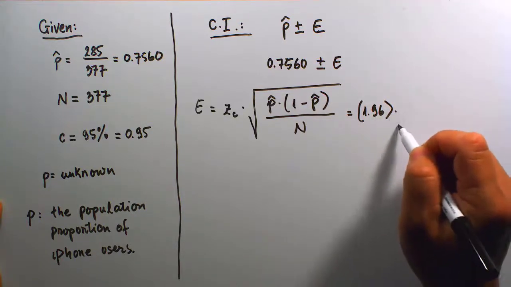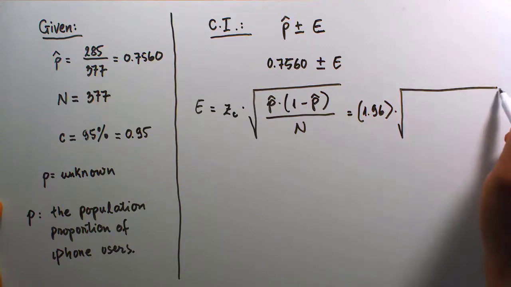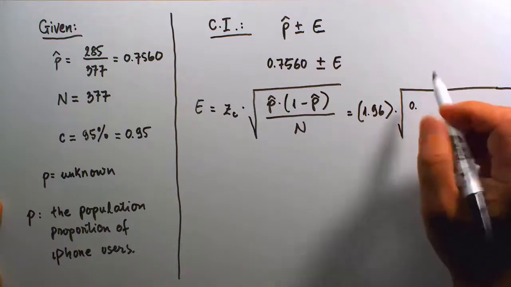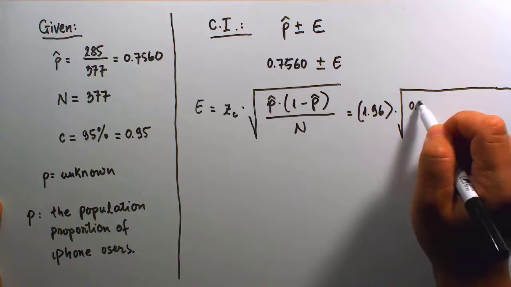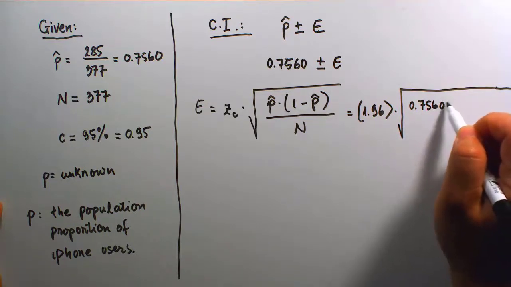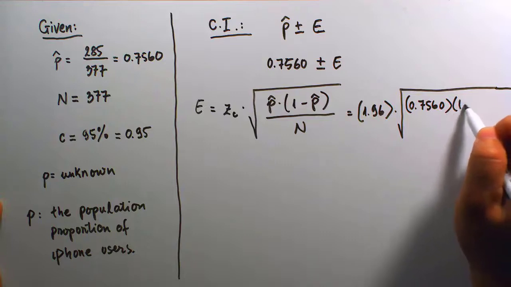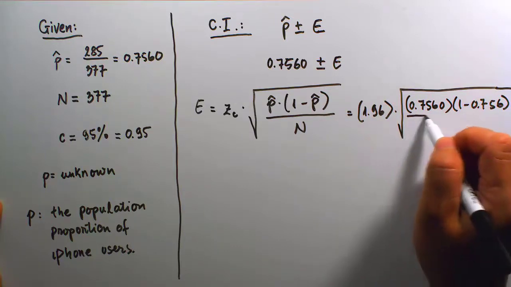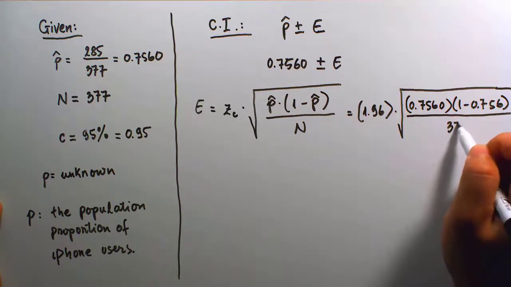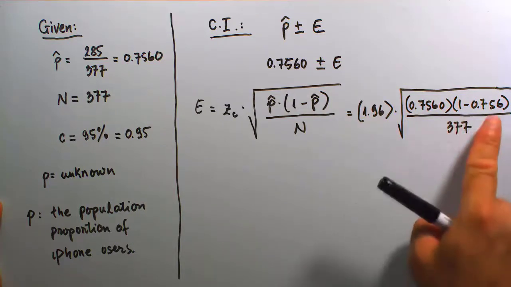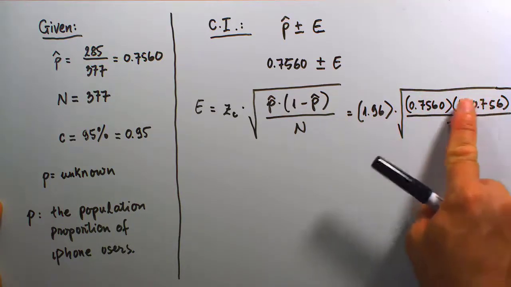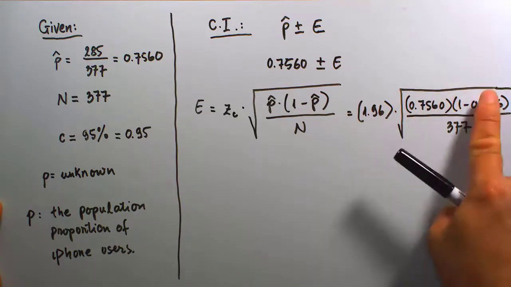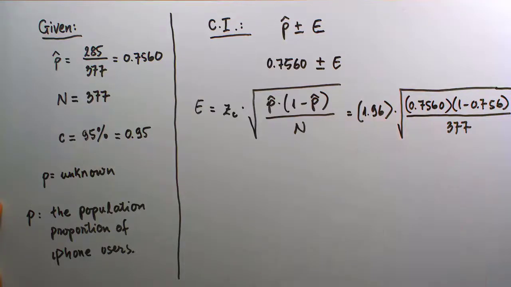I'm going to multiply it with a square root expression. Inside of the square root is this calculation right here: 0.756 times, in parentheses, 1 minus 0.756, divided by the sample size 377. Remind yourself to make sure this expression inside the square root is computed before you take the square root, and then after taking the square root, we multiply with that z sub c in front.